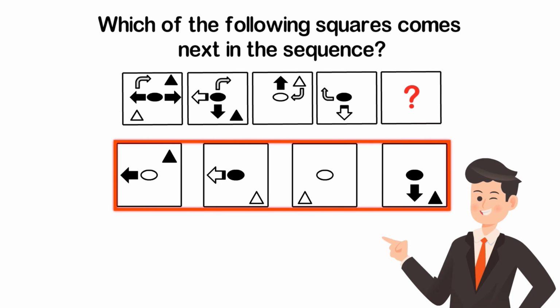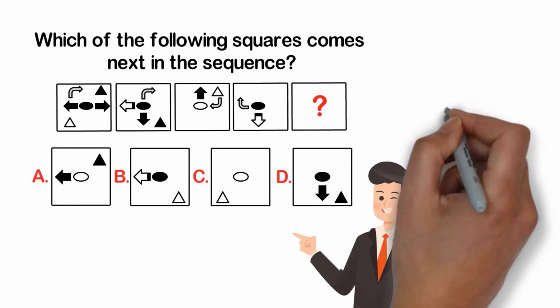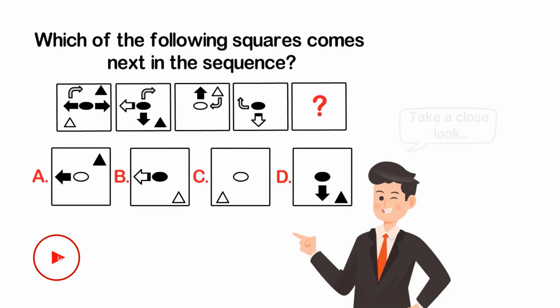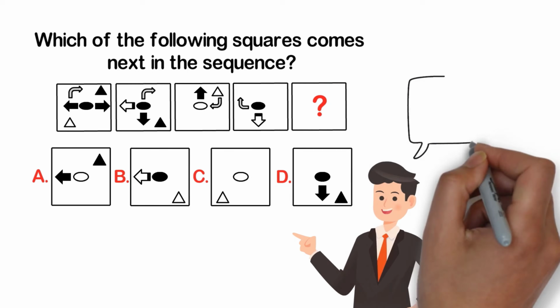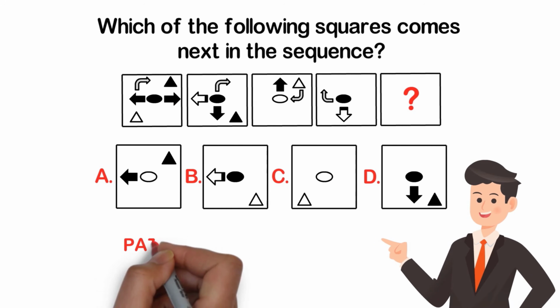You're presented with 4 different choices: A, B, C, and D. Take a close look to see if you can come up with the correct answer. Maybe give yourself 5 to 10 seconds, or maybe longer, 10 to 20 seconds. This is about as much time as you'll get in the real test. Did you figure out the answer? Let's continue to see how we can solve this challenge and get to the correct solution together.